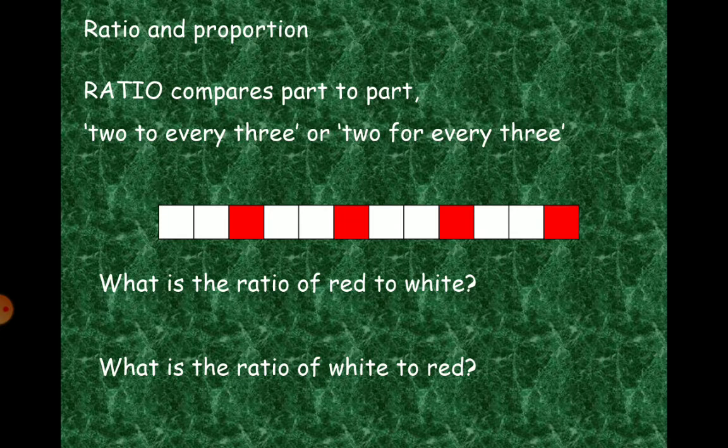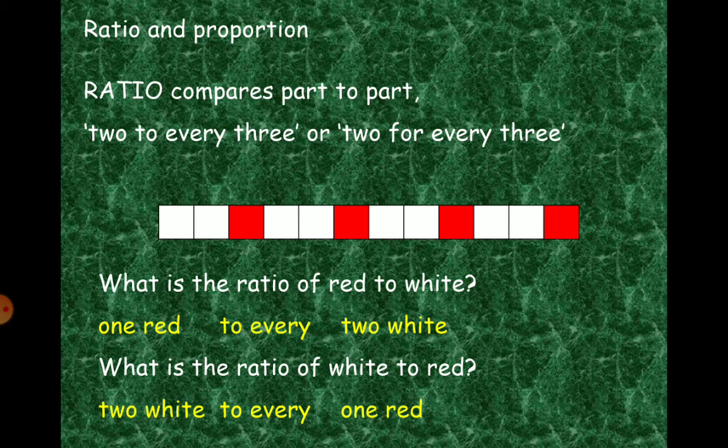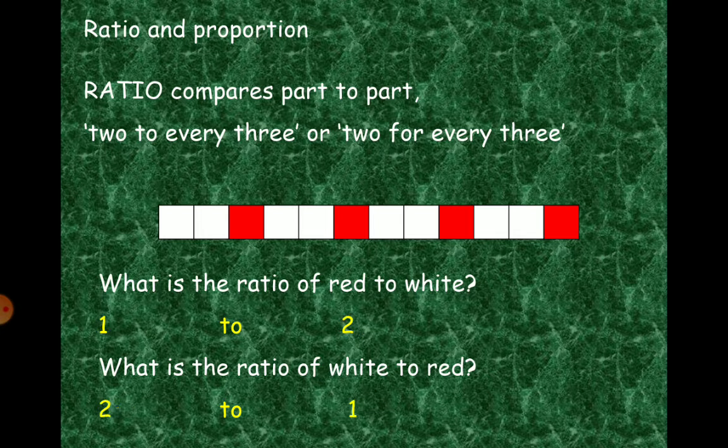Now it says, what is the ratio of white to red? How many are white? 2 4 6 8. 8 is to 4. That is the same as 2 is to 1. So we can write 1 red to every 2 white, simplified, or 2 white to every 1 red. That is how we write the ratios. All of them are correct, but this is the most accurate.